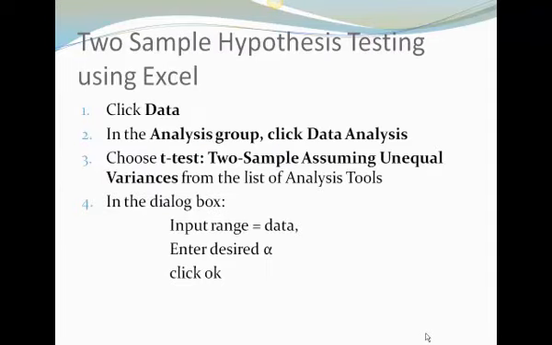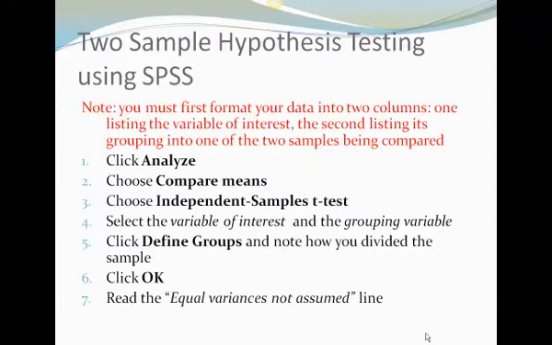So here's how to do it in Excel, and here's how to do it in SPSS. Now, SPSS is going to be a little bit odd here because you're going to have to reformat your data into two different columns. One column just listing the actual observations, and a second column denoting which group that observation falls into. And you'll see a discussion of that in the video.